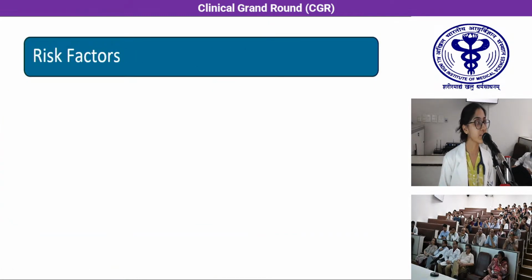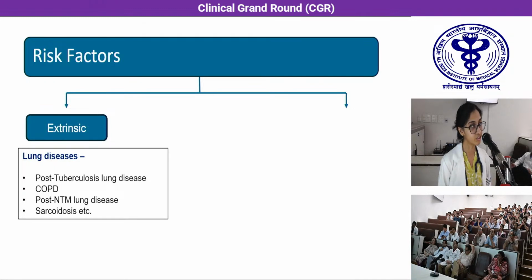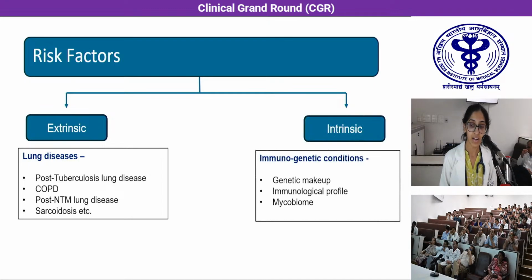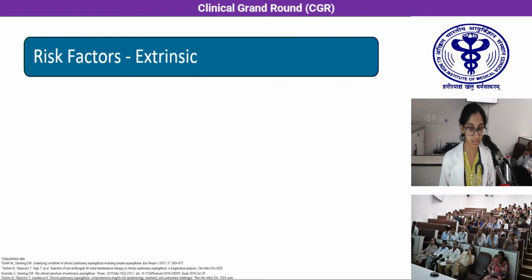So then moving on to the risk factors of chronic pulmonary aspergillosis. These can be extrinsic risk factors like underlying lung disease, like post-tuberculosis lung disease, sarcoidosis, post-COPD patients, post-NTM patients, etc. As well as there can be intrinsic risk factors like immunogenetic makeup of the patient or microbiome, etc. So I will first be talking about the extrinsic risk factors.